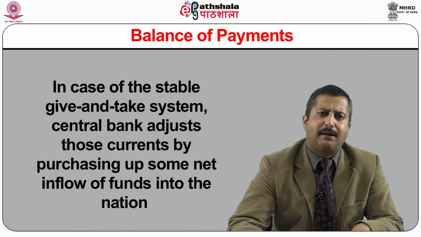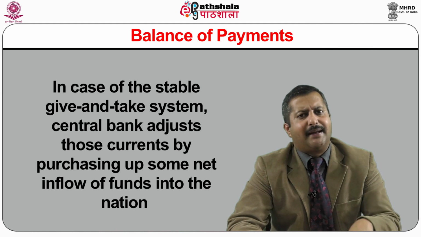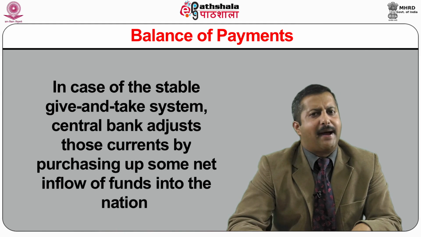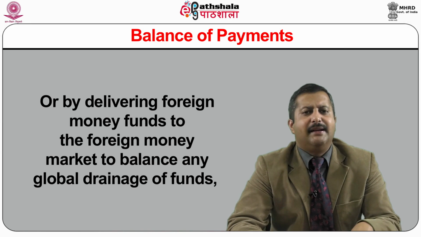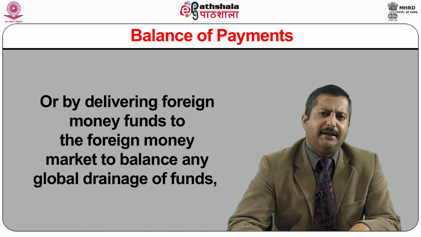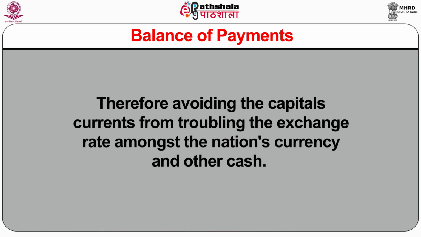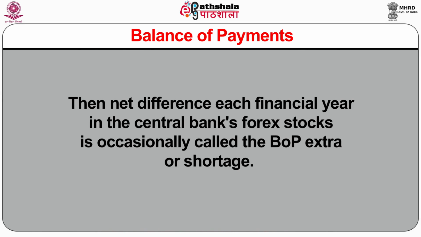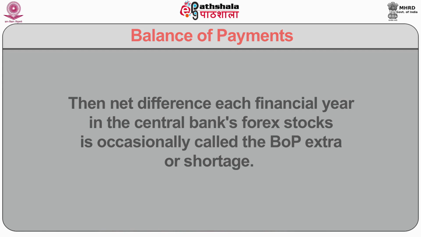In case of a fixed exchange rate system, the central bank adjusts those flows by purchasing some net inflows of funds into the nation, or by delivering foreign currency funds to the foreign currency market to balance any global drainage of funds, therefore avoiding the capital flows from affecting the exchange rate between the nation's currency and other currencies. The net difference each financial year in the central bank's forex stocks is occasionally called the BOP surplus or deficit.